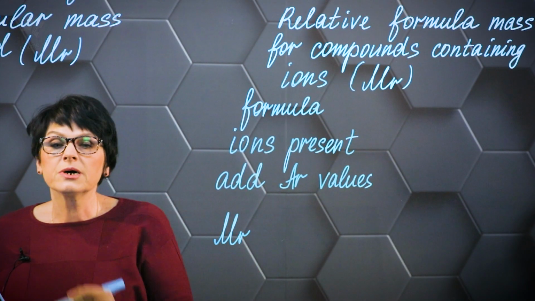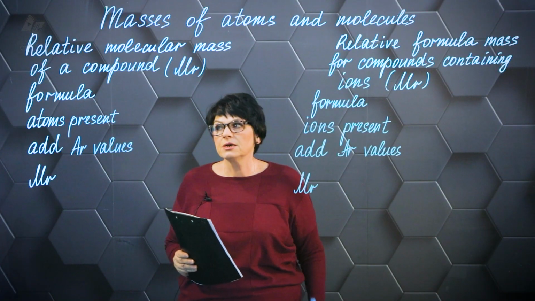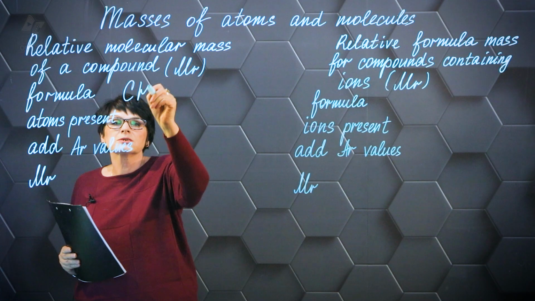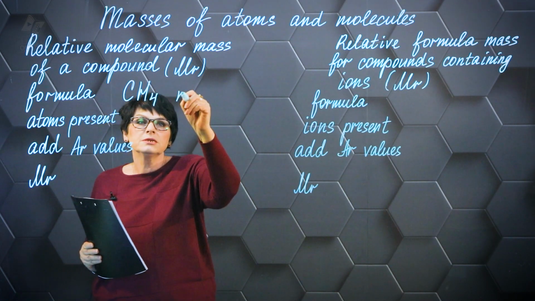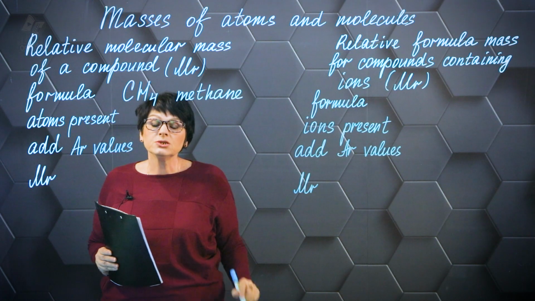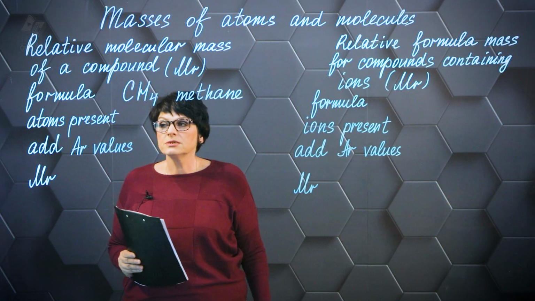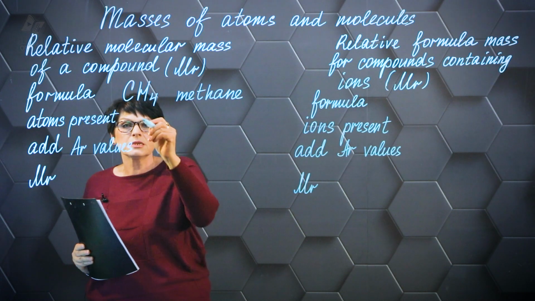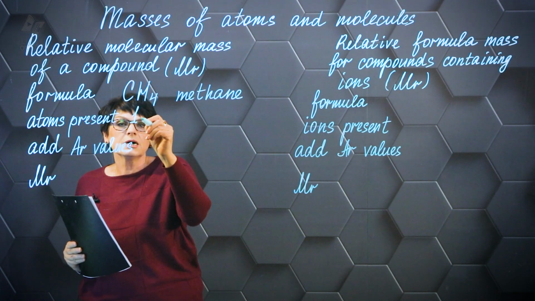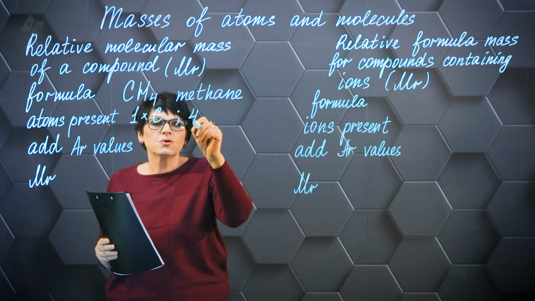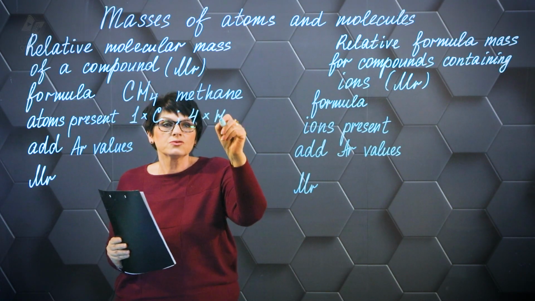Let us explain how such masses are calculated. Let's take the formula of the compound CH4. This compound is called methane. It's an organic substance made up of molecules. What atoms is this compound made up of? It's made up of one carbon atom and 4 atoms of hydrogen.